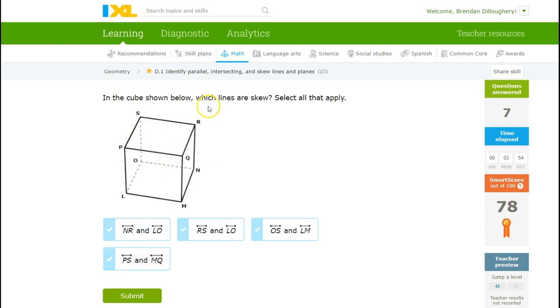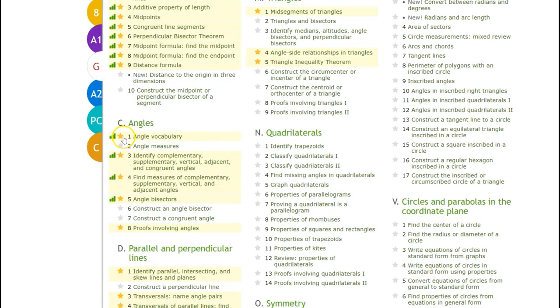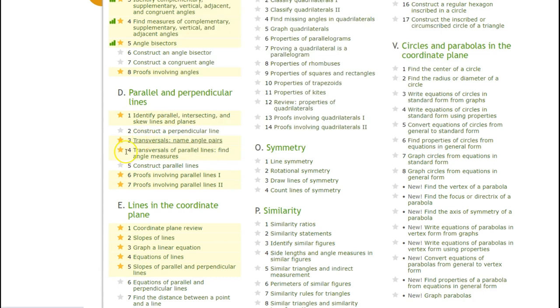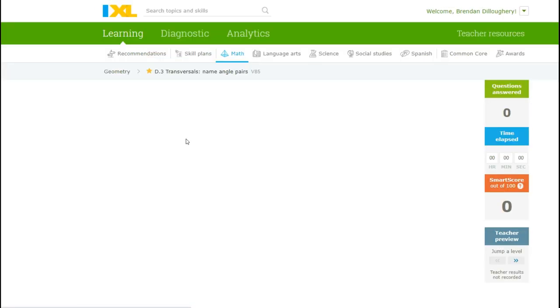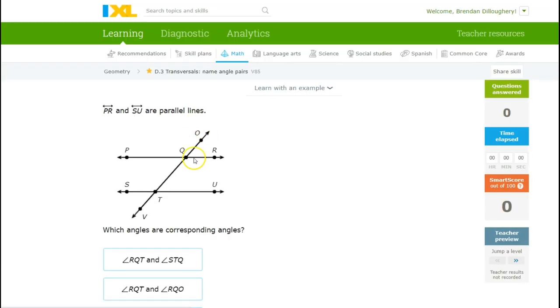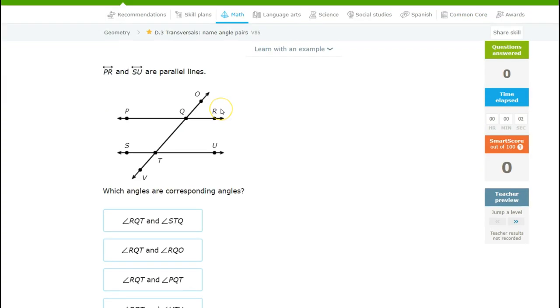Okay. Which lines are skew? So this is a more interesting question, because they could be parallel, they could be intersecting. So NR and LO. Actually, let's just move on to the next skill. That was some good practice, you guys. Let's move on to D. We're now going to name the angle pairs, which is what we were just doing, but now we've got a harder to visualize drawing here for us, okay?